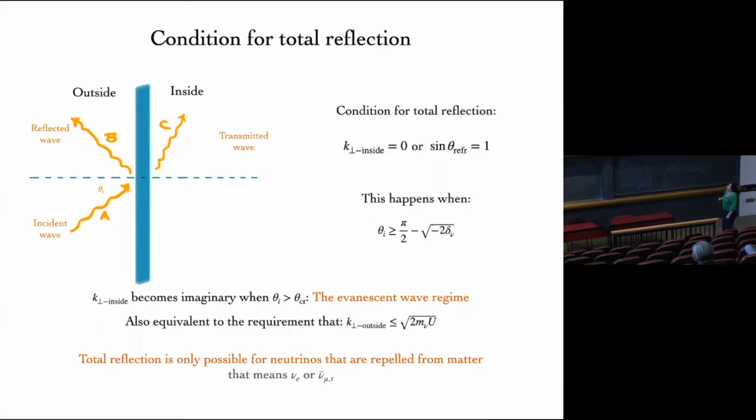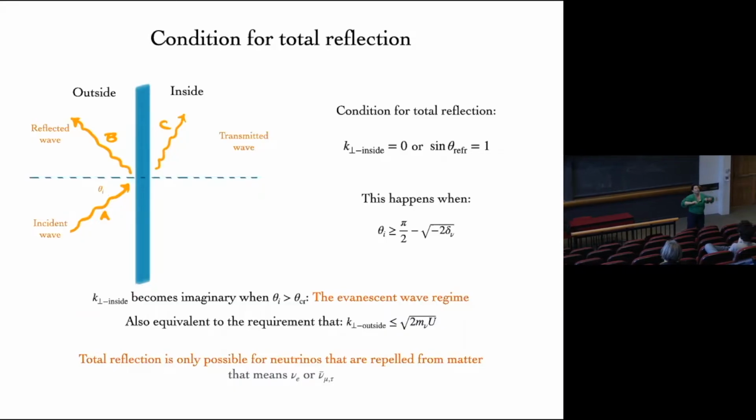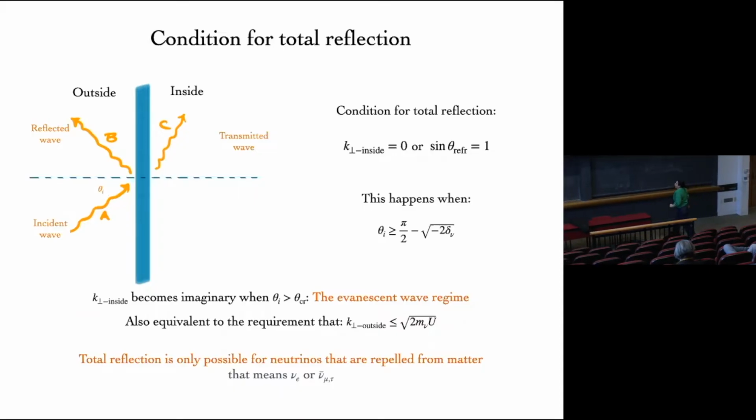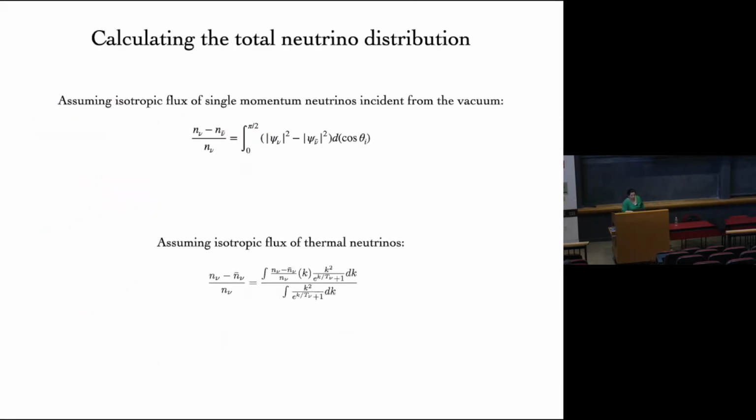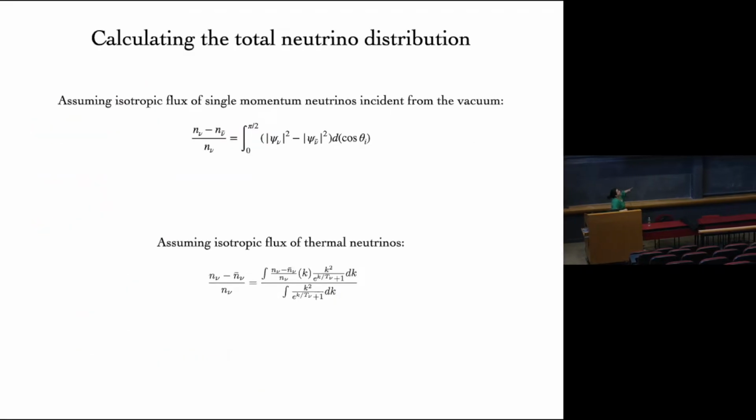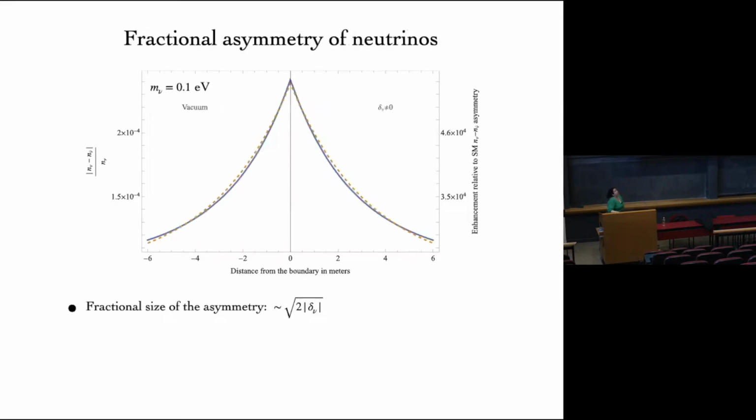And when that happens, there is another thing that changes. The momentum perpendicular to the surface inside becomes imaginary. So you get this exponential decay. This is exactly the evanescent wave. So in order to calculate the asymmetry now, you have to take the neutrinos that are coming from the outside, integrate over their angle of incidence, and also integrate over the momentum, because what I described is for a monochromatic wave, but of course neutrinos are not monochromatic, they follow a thermal spectrum. So you do two types of integrals of this form, and the final answer looks like this.